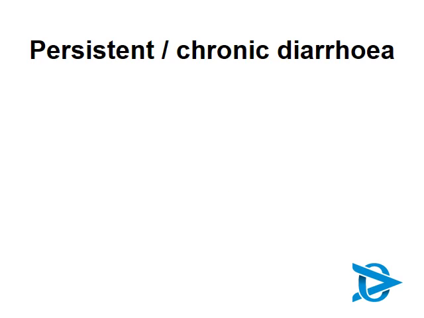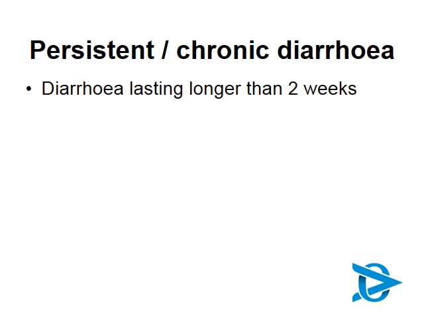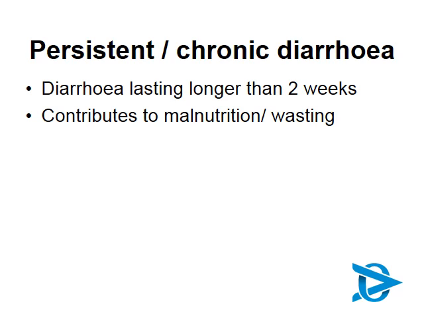So let us look at persistent or chronic diarrhea. So this is diarrhea that's lasting longer than 2 weeks. We've done all our acute management and the diarrhea is not clearing. And remember that chronic diarrhea in a child can be a massive contributing factor to both malnutrition as well as wasting, as the child is losing very essential nutrients on a daily basis.